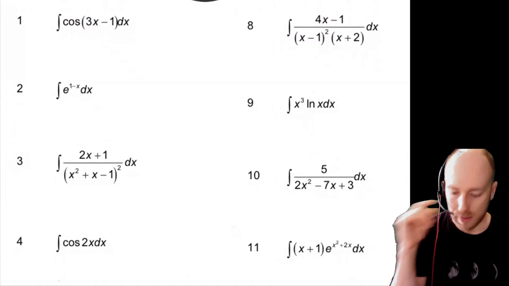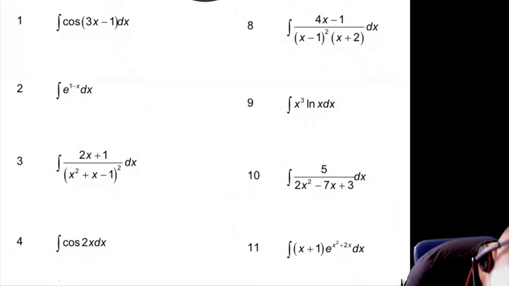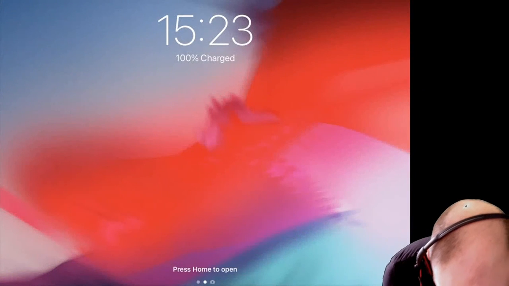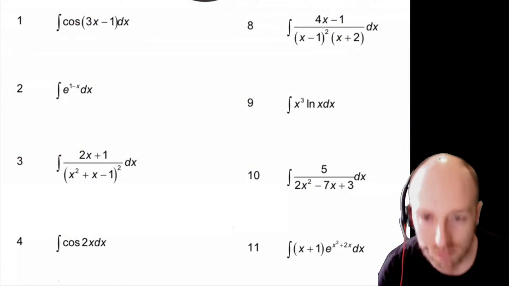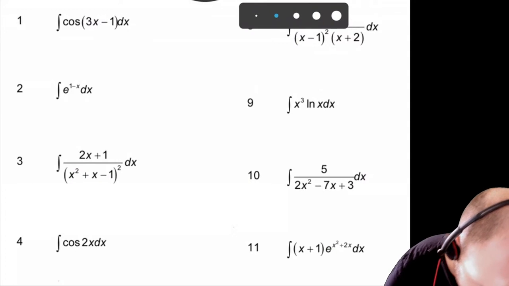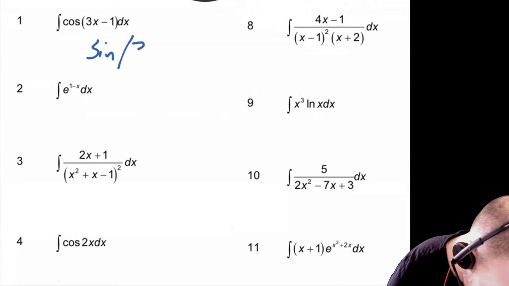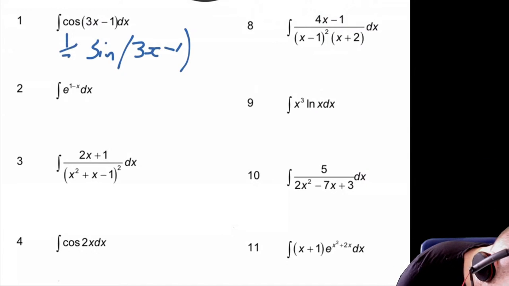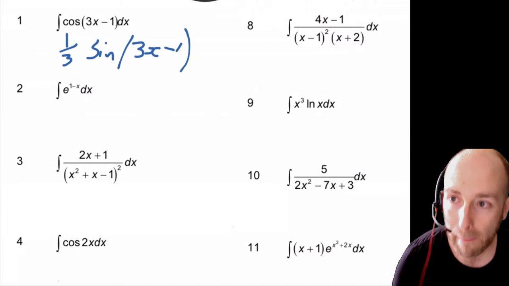Cool. All right, let's do this then. First one, I just need to move my keyboard out the way. First one, cos straight, easy integral, cos integrates to sine, angle stays the same. Then because of the reverse chain rule, we need to divide by 3. So 1 third sine 3x take 1.